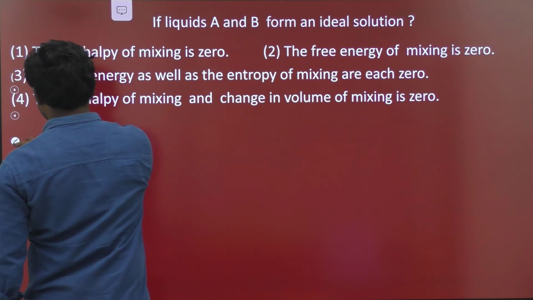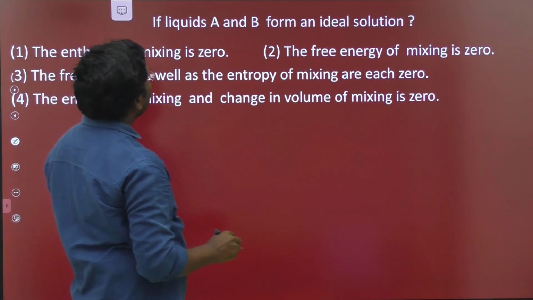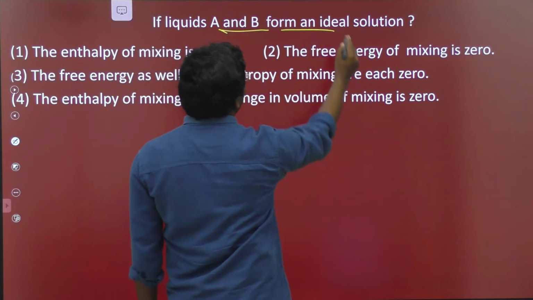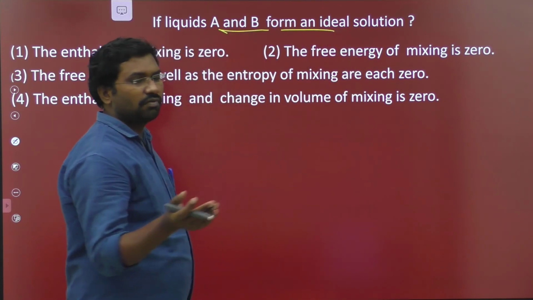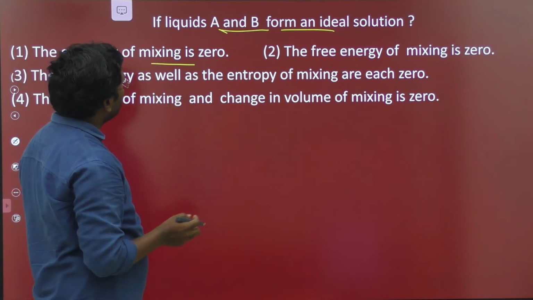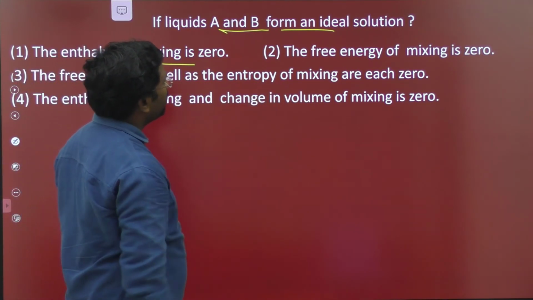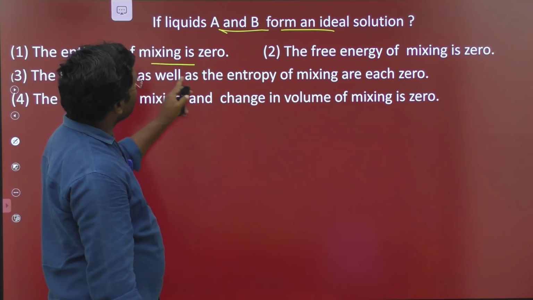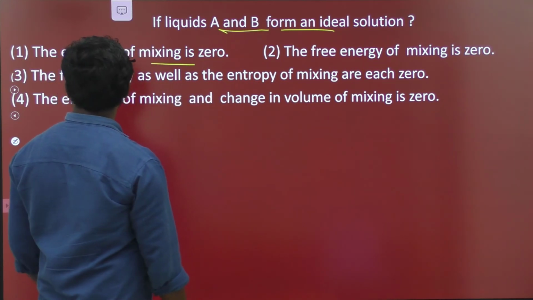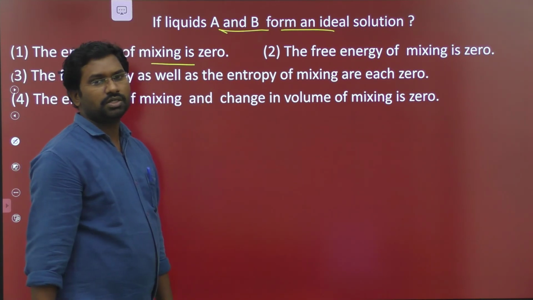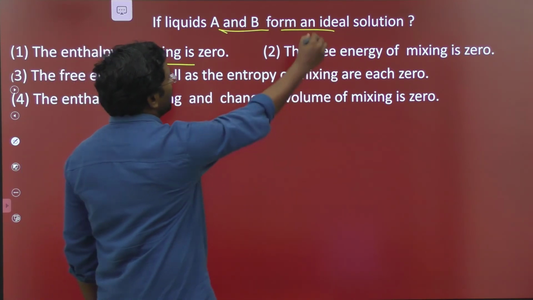So come to the next question. If liquids A and B form an ideal solution, what are the favorable statements? Statement 1, the enthalpy of mixing is equal to 0. Second one, the free energy of mixing is 0. Third one, the free energy as well as entropy of mixing are 0. Fourth one, the enthalpy of mixing and change in volume of mixing is 0. So this is the condition for ideal solution.